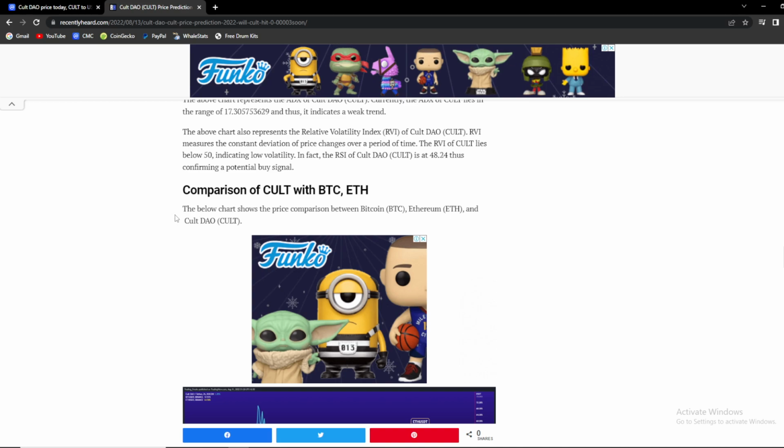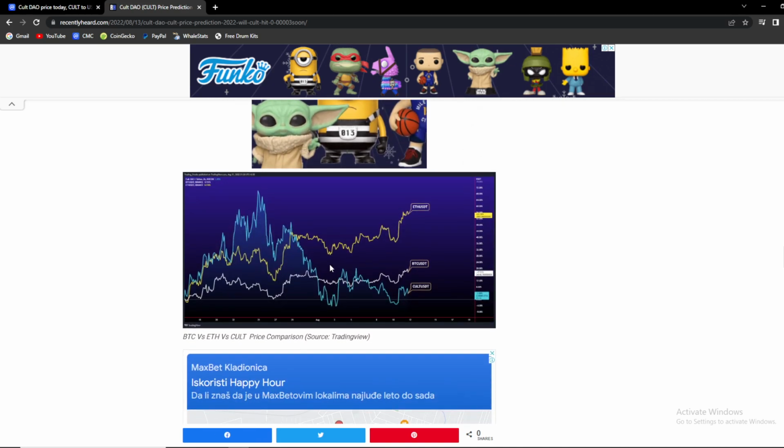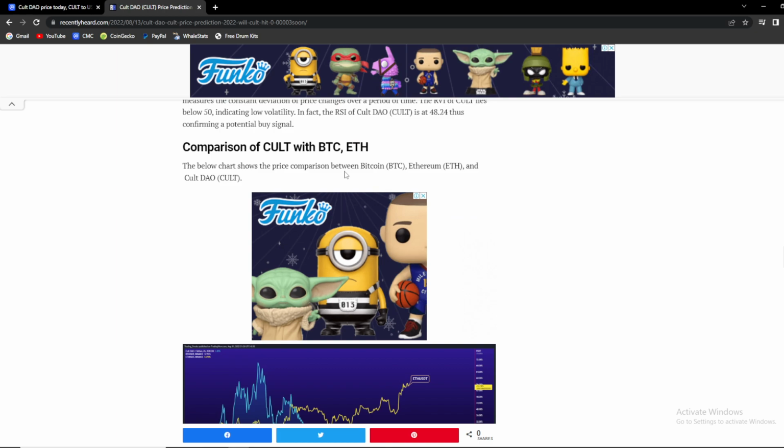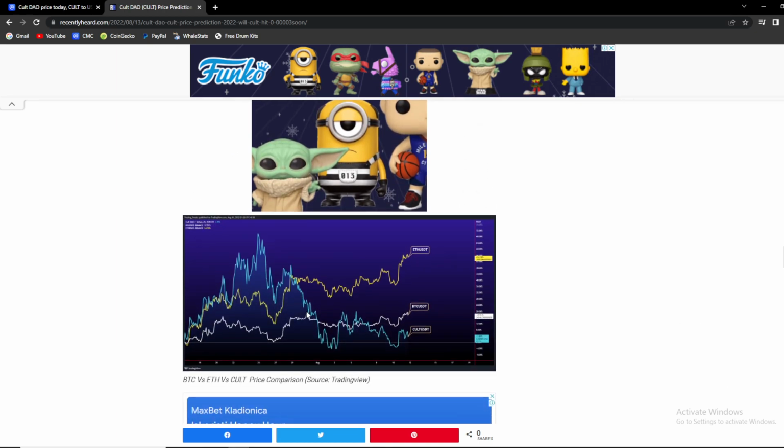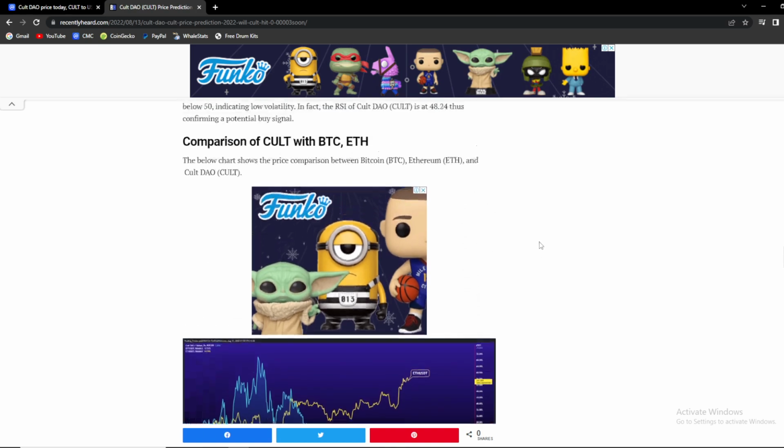Comparison with Bitcoin and Ethereum, as you can see, guys, here below basically shows the price between Bitcoin, Ethereum and Cult DAO. As you can see, Ethereum is green, Cult is light blue, and Bitcoin is white. So guys, overall, it is kind of similar to Cult, but it's kind of similar to Bitcoin, but Ethereum is outperforming them both in a big way.